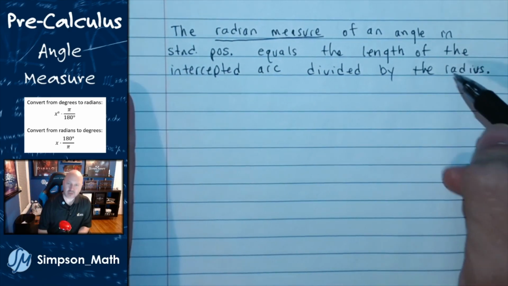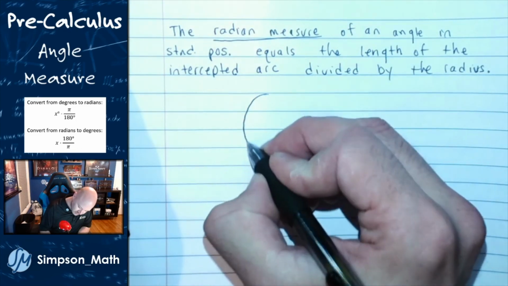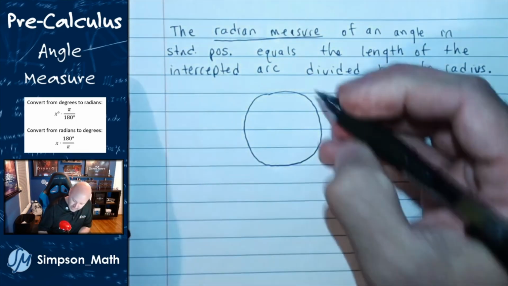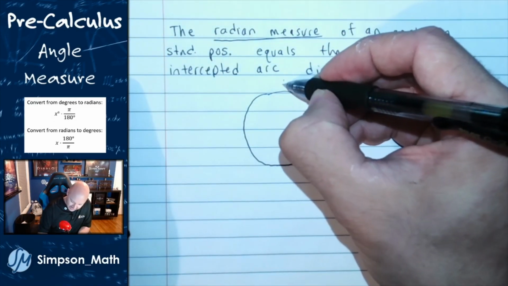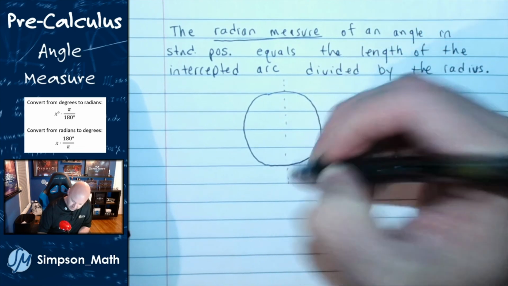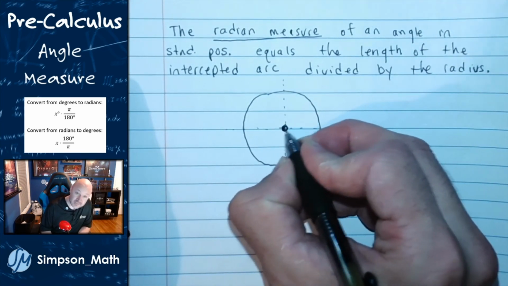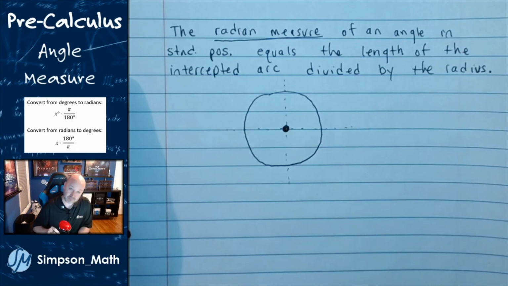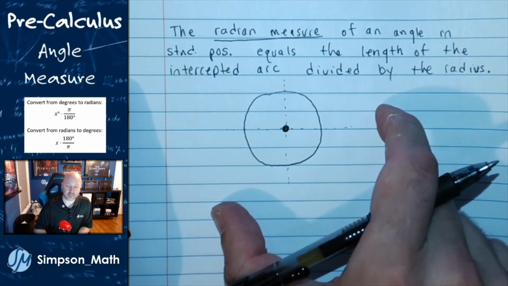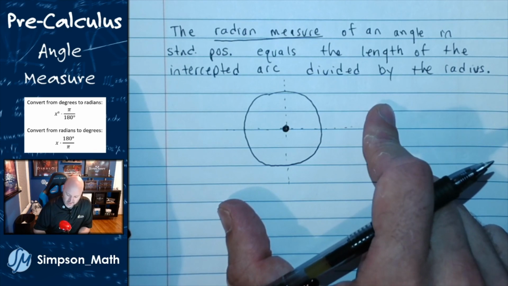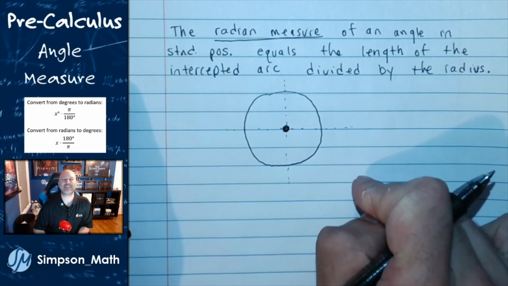All right, so words may be scary. Let's get a picture on here and show how nice this is. I'm going to draw a circle. Standard position implies the Cartesian plane. I'm going to draw it lightly so it doesn't get in my way, but we are in standard position. So the vertex of our angle is at the center of the circle, and it's also at the origin of the Cartesian plane. And the angle measure is the intercepted arc divided by the radius.